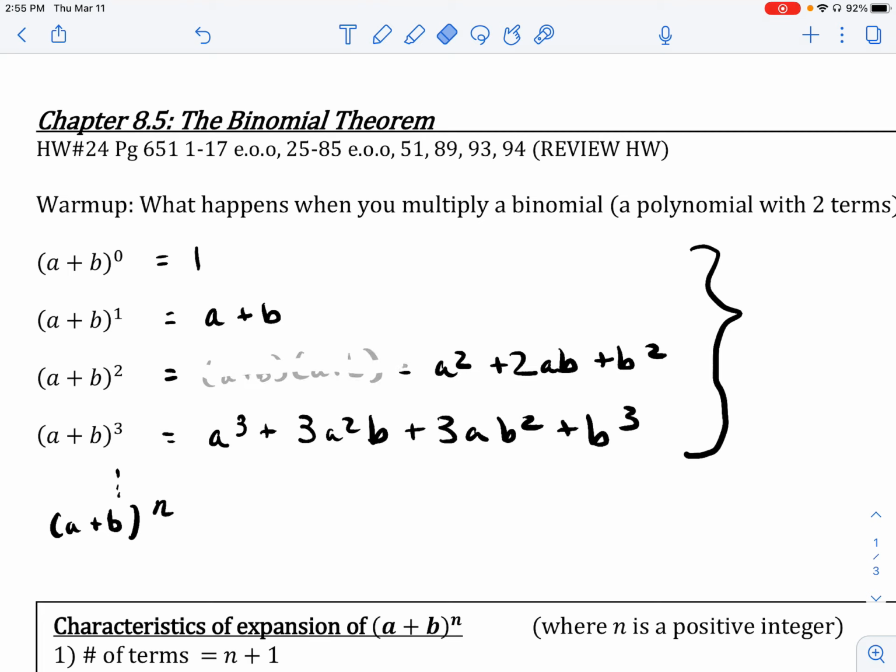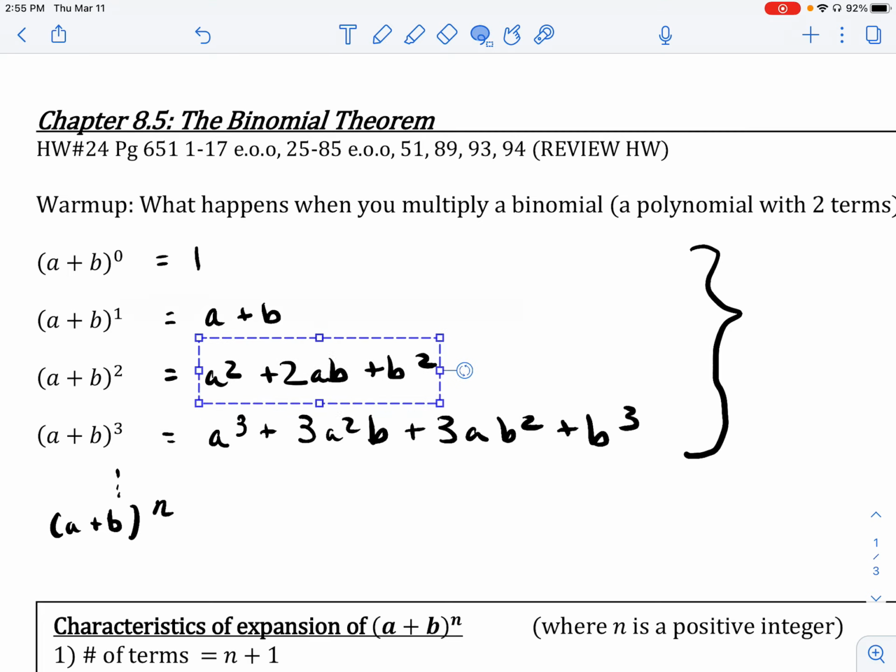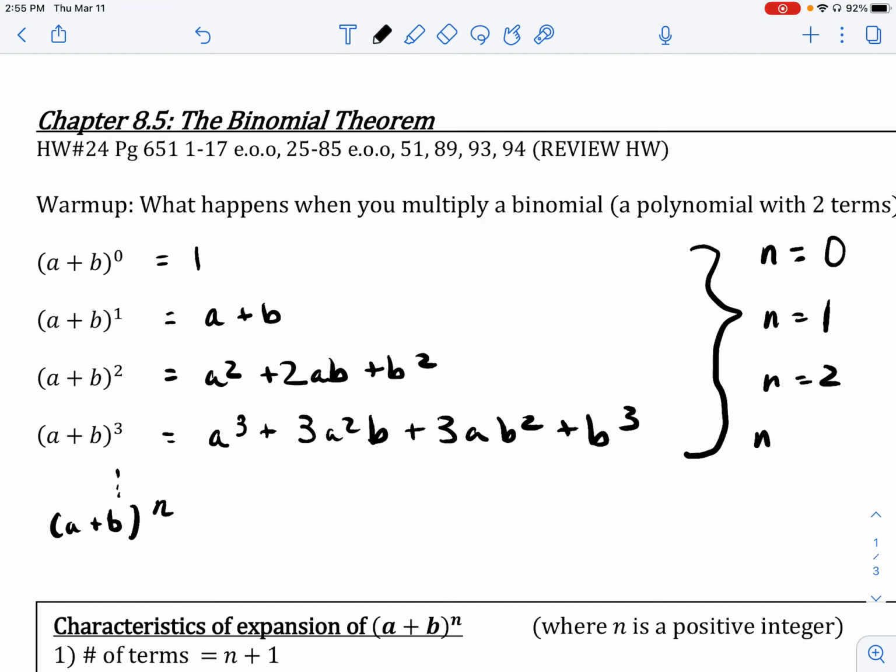So I would encourage you right now to pause the video and look at these expansions and ask yourself, do I notice any patterns specifically with the n value? If n represents our exponent value, do I recognize any patterns with the n value and what's going on with our expansions? So pause the video and see if you can come up with some of these characteristics.